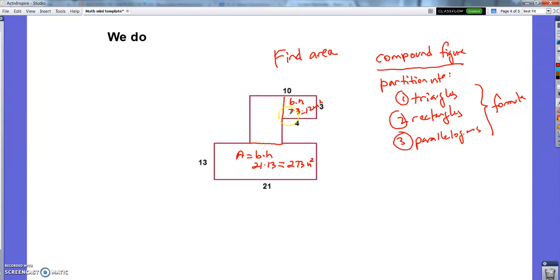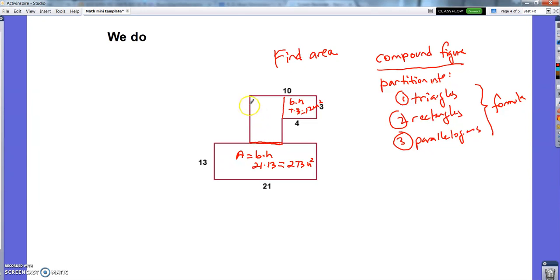And the one that's going to take a little work is this one. I've got to figure out what its base is, and I've got to figure out what its height is. Neither one of those are given to me. So that's going to take a little bit of work. And that's the trick on these, is sometimes you have to use some logic to figure out the base and height.